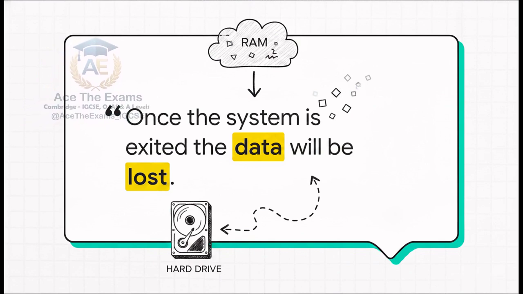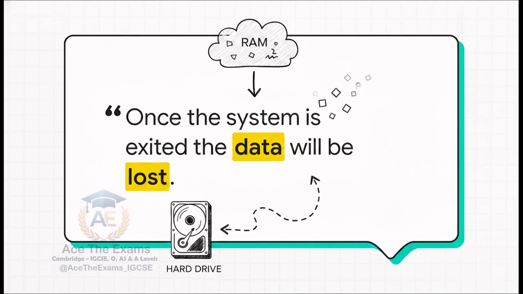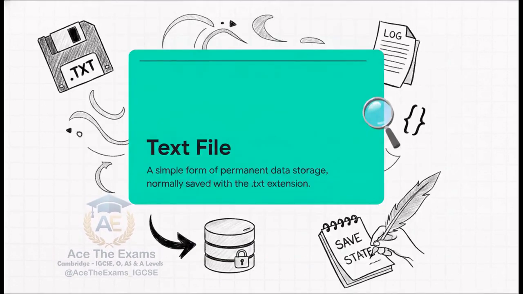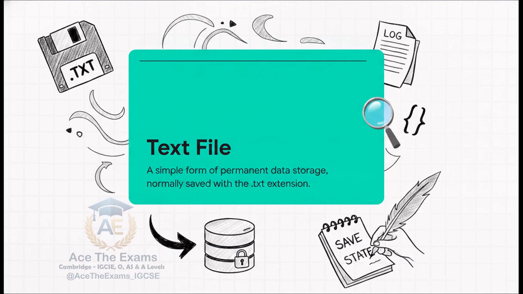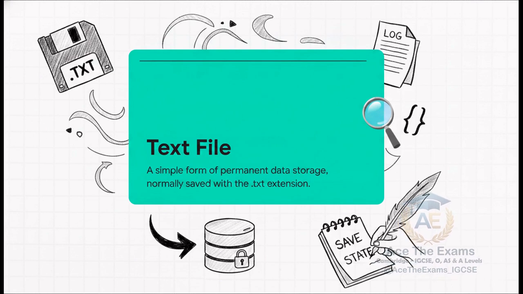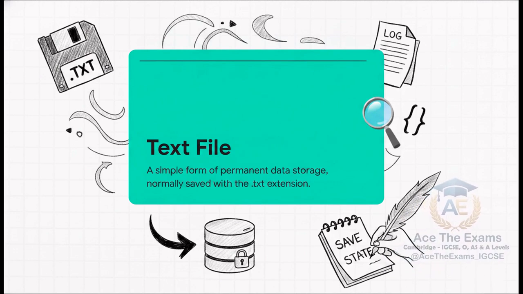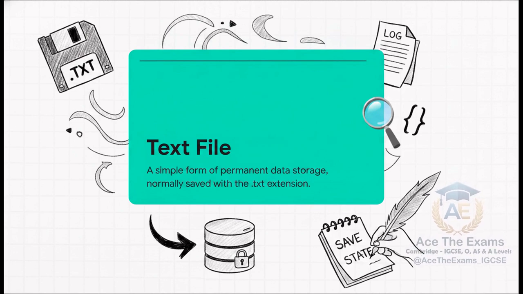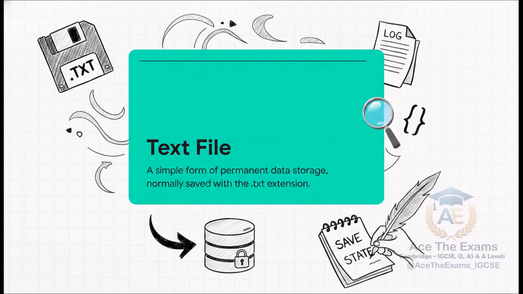We have to take the data from the temporary variables and write it to the physical hard drive. The most fundamental way we achieve this permanent storage in the Cambridge syllabus is through a basic text file. A text file is a simple, highly accessible form of permanent data storage. It stores data as plain text and is normally saved with the .txt extension. Whether you are using the Visual Basic StreamWriter class in a practical exam or just writing pure pseudocode on paper, text files are your universal starting point for saving a program state.